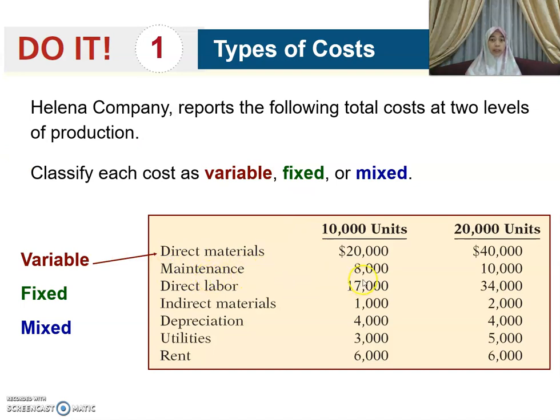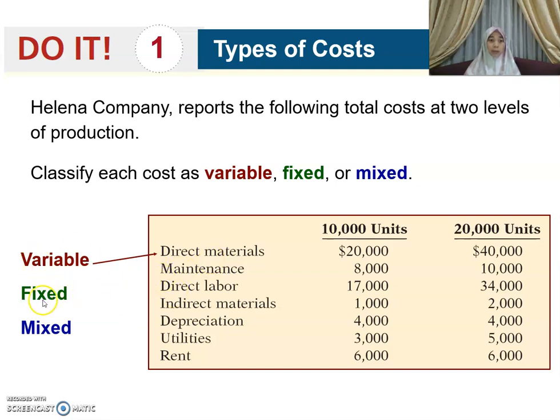Okay, what about the maintenance? If it is 8,000, then 8,000 divided by 10,000 gives you 0.8. And if you take 10,000 divided by 20,000, that gives you 0.5. So it is not the same. At this level, it is 0.8, and at this level, it is 0.5 per unit. So your maintenance is not a variable cost. And is it a fixed cost? It is neither a fixed cost.